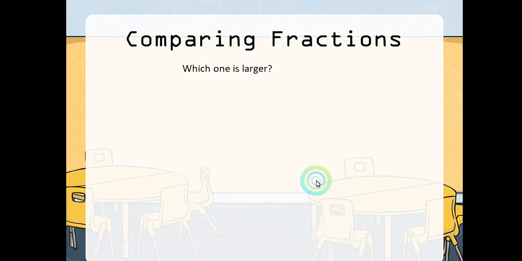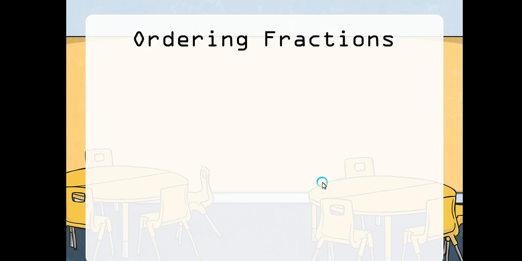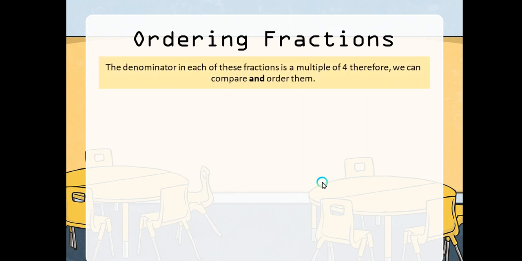So which one is bigger? Is it 3 over 7 or 7 over 21? 3 over 7 is bigger. You can see the number of spaces left, and this one has so many spaces. So 3 over 7 is bigger, greater than 7 over 21.